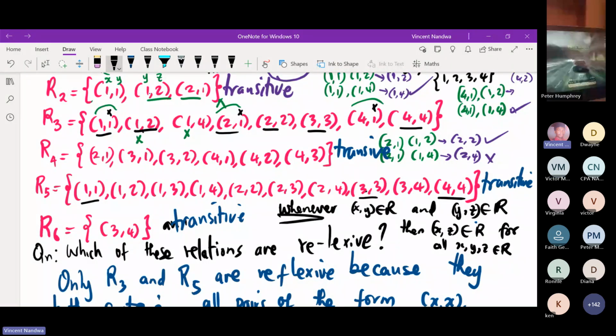Now get more examples on the same, and get examples of relations which are equivalence relations and partial orders from the definition, now that you know what reflexive, symmetric and antisymmetric are.